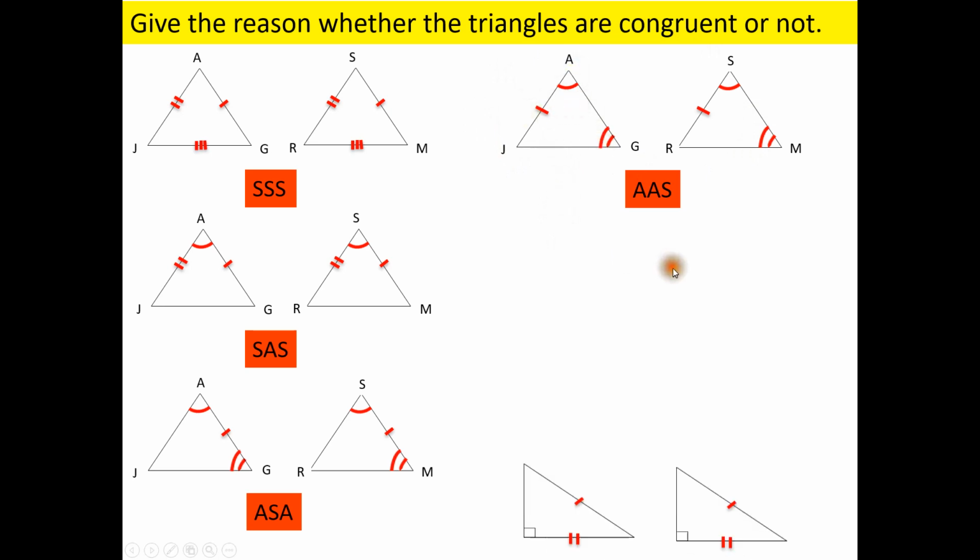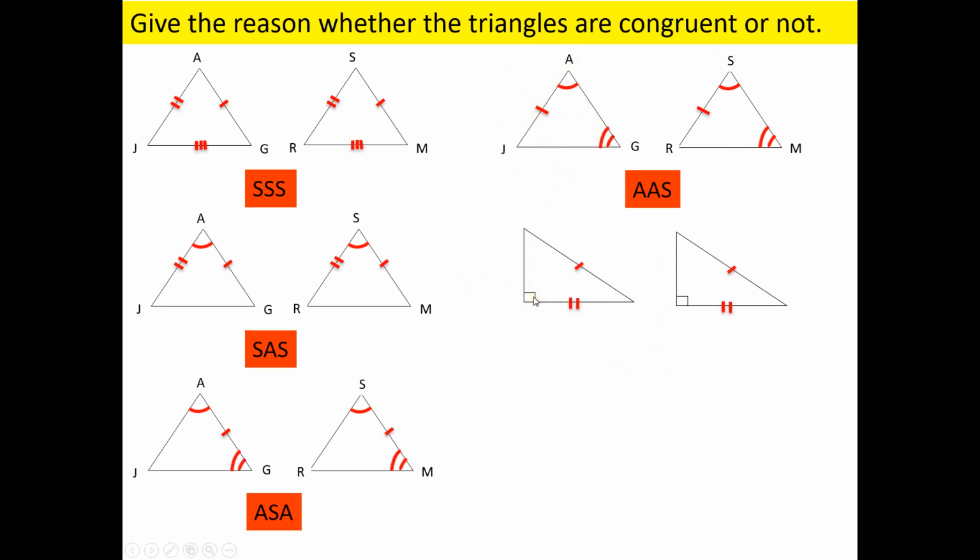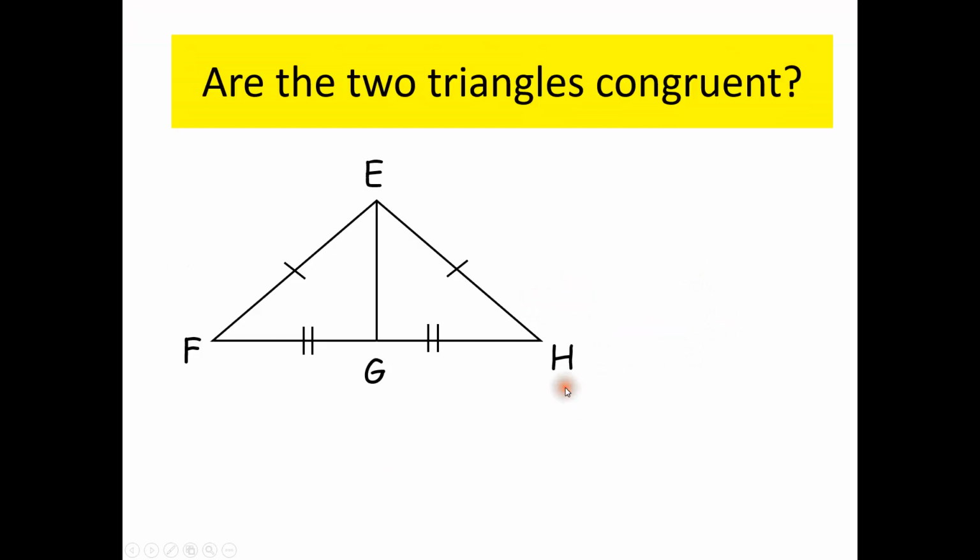Okay. Whenever you have a 90, it's a right triangle, then you always check hypotenuse leg. This is the hypotenuse, right? And this is the leg, one of them anyway. So if you have a hypotenuse and a leg congruent in both triangles, then it's HL. Sometimes it's not. Sometimes you'd use side or angle side angle if you don't have the right markings.